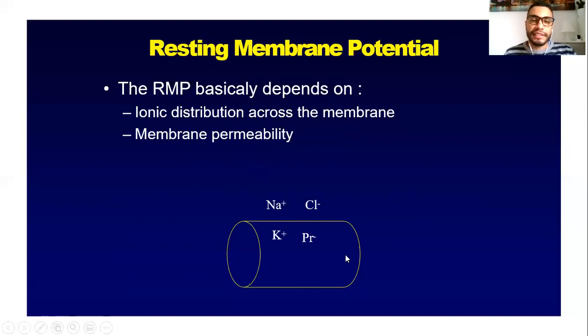Here we have this example of a cell, and we have inside mainly negative charges, or ions. Proteinates have negative charges, and outside the cell we have mostly sodium, and inside mostly potassium. So in order to reach this resting membrane potential, we must have an equilibrium in both electrical charges and also concentration of these ions.